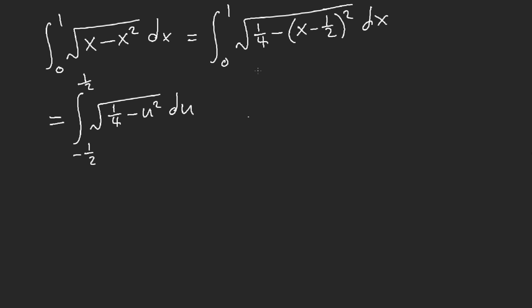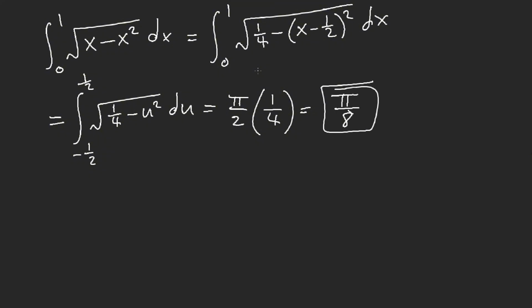This is an area of a partial circle. In this case, we have an area of a semicircle. So we get pi over 2, and then times the radius squared, which is 1/4. Right? 1/4 is r squared, because the radius is 1/2. So in that case, our answer is pi over 8. Okay? It's just an area of a semicircle with radius 1/2.